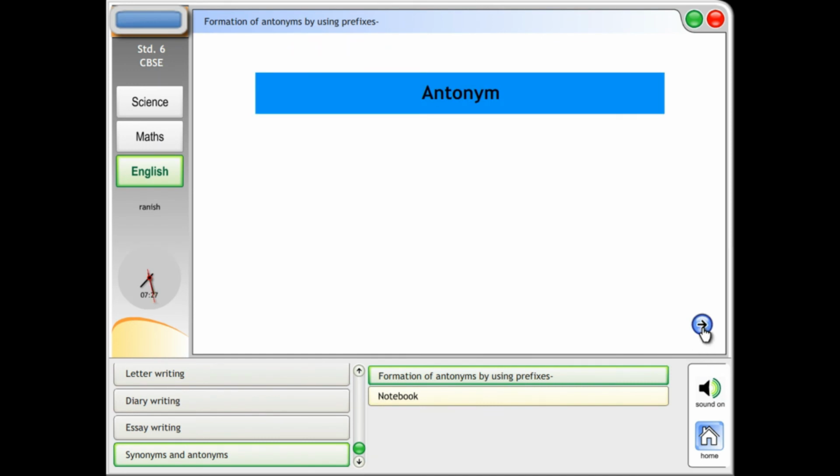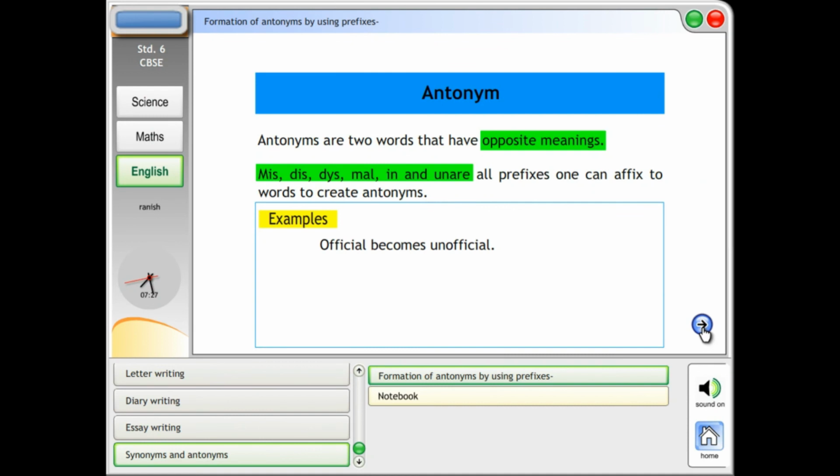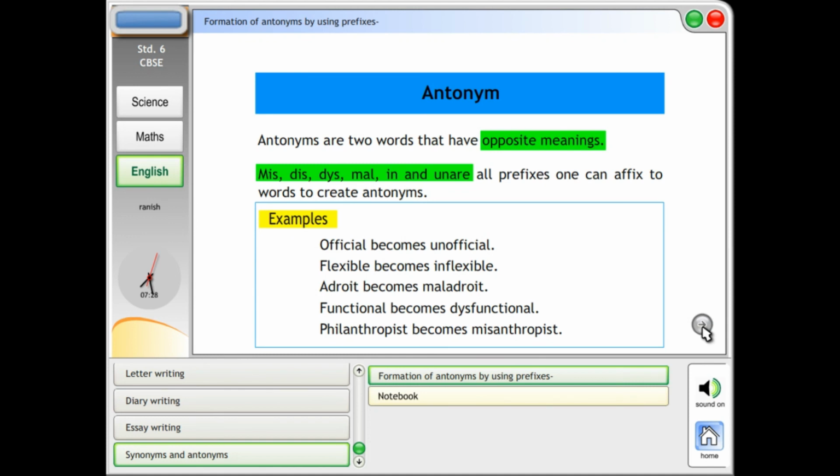Antonym. Antonyms are two words that have opposite meanings. Mis, dis, mal, in, and un are all prefixes one can affix to words to create antonyms. Examples. Official becomes unofficial. Flexible becomes inflexible. Adroit becomes maladroit. Functional becomes dysfunctional. Philanthropist becomes misanthropist.